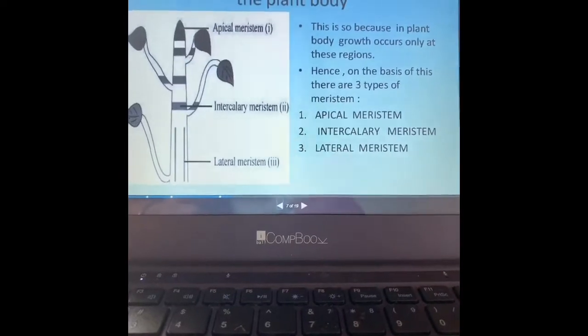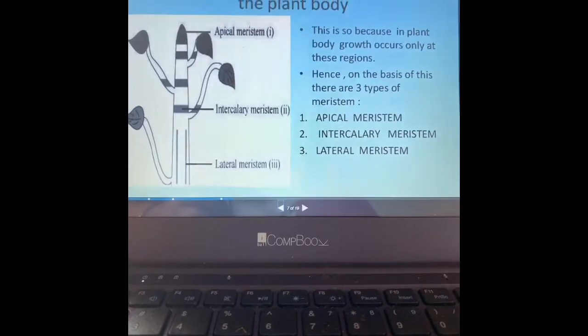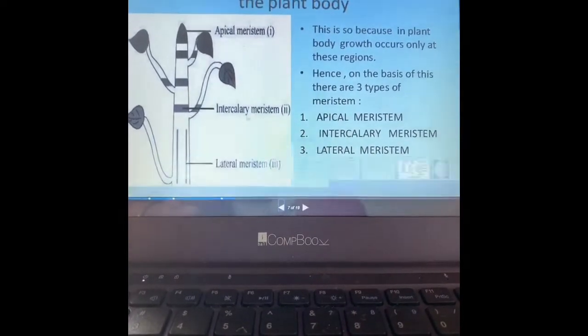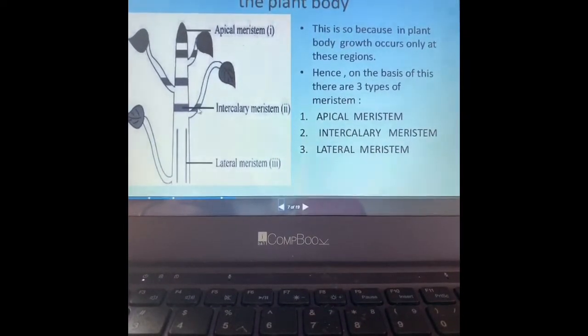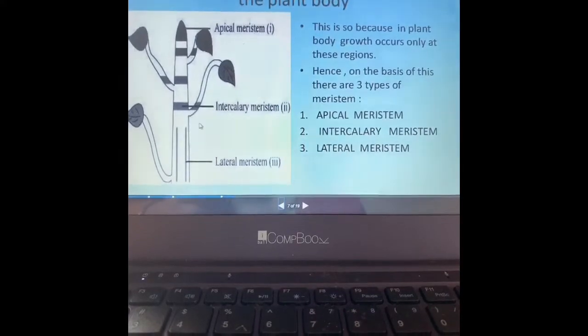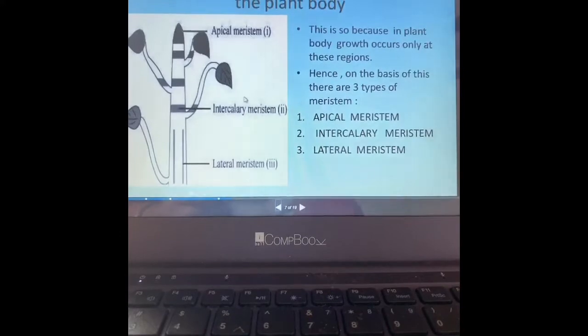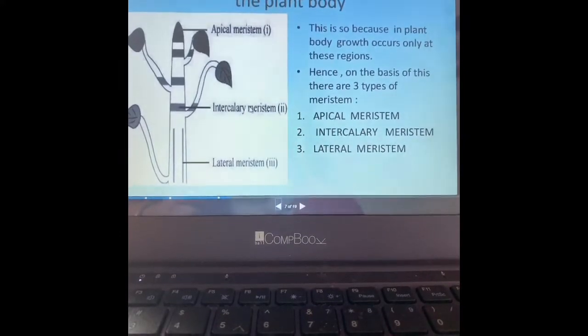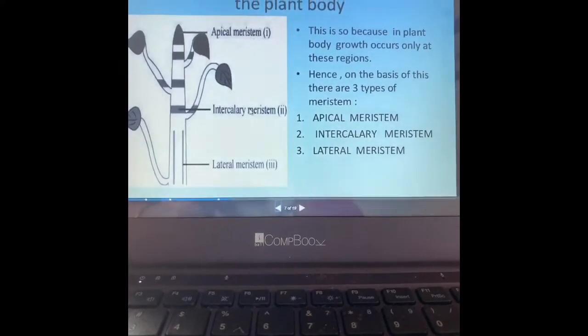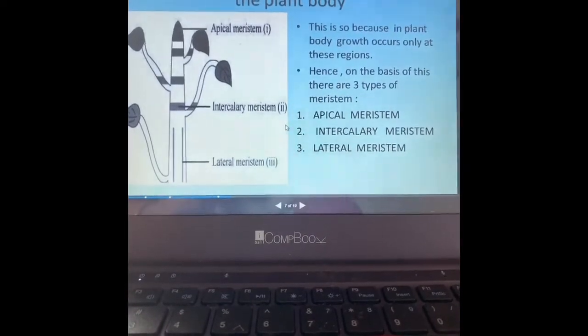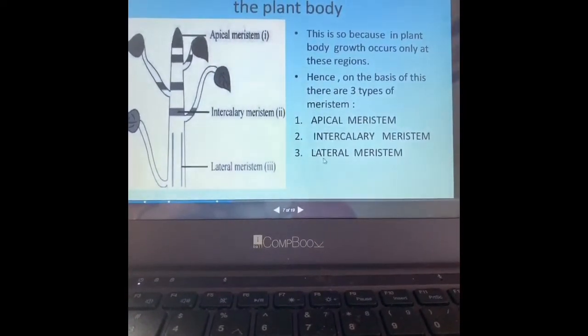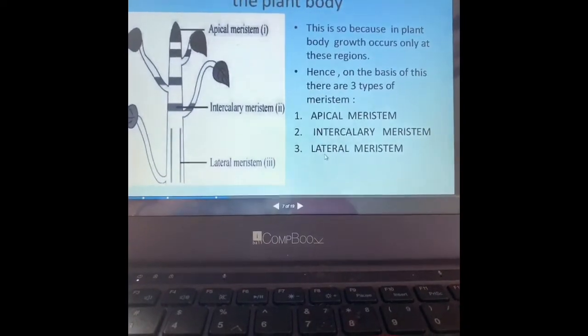So if we see the meristematic cells, they are present at the tip of the plant, at the nodes and between the nodes of the plant. This is so because plant body growth occurs only at these regions, and hence on the basis of this there are three types of meristem: the apical, the intercalary and the lateral.